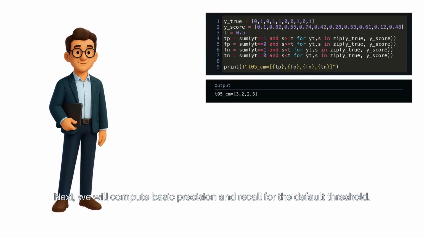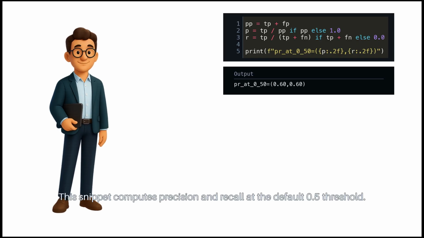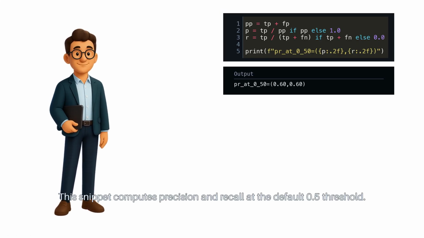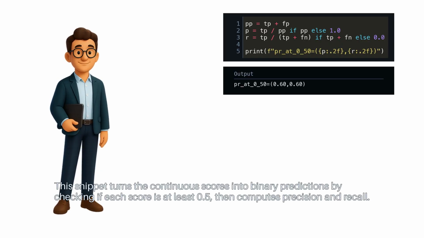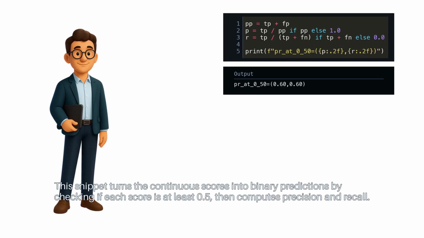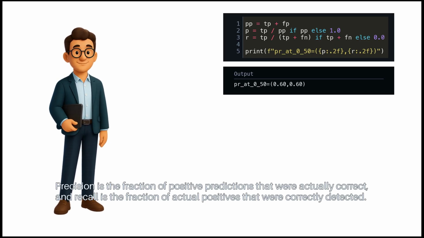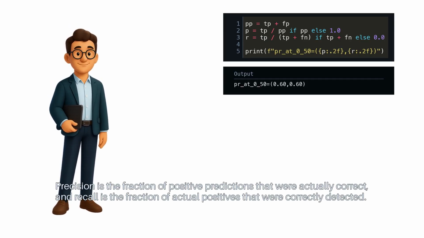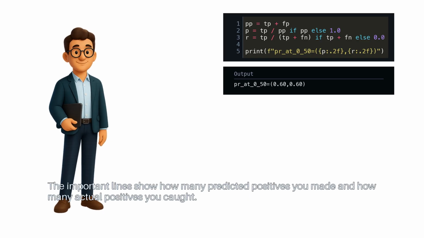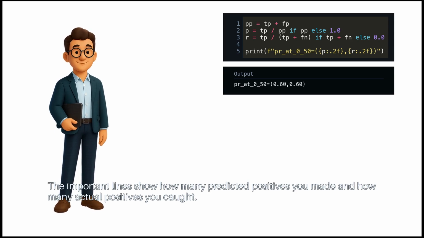Next, we will compute basic precision and recall for the default threshold. This snippet computes precision and recall at the default 0.5 threshold. This snippet turns the continuous scores into binary predictions by checking if each score is at least 0.5. Then computes precision and recall. Precision is the fraction of positive predictions that were actually correct, and recall is the fraction of actual positives that were correctly detected. The important lines show how many predicted positives you made and how many actual positives you caught.